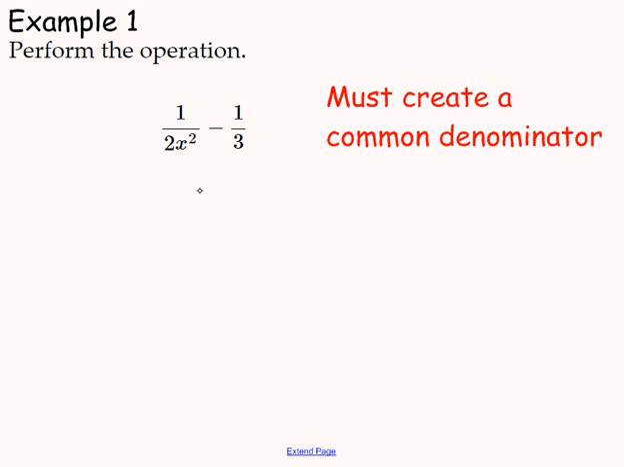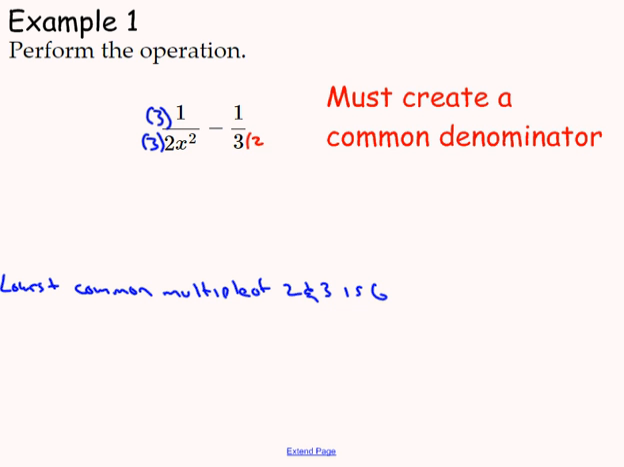Now, here's what we know. We know that the lowest common multiple of 2 and 3 is 6. And this is something I went over in my first video with fractions, by the way. So I know that I need to multiply this by 3, and I need to multiply this by 3 so I can get this to be a 6. And I need to multiply this by 2 so I can get that denominator to have a 6. So when I work that out, I get 3 over 6x squared, then minus 2 over 6.